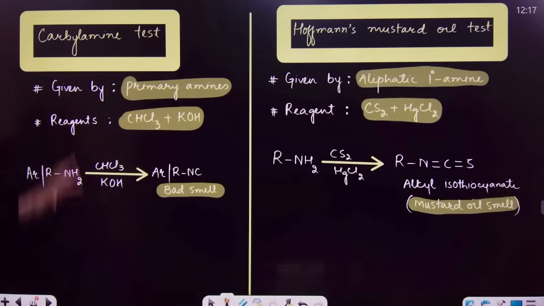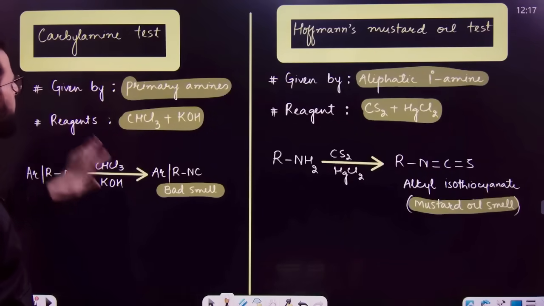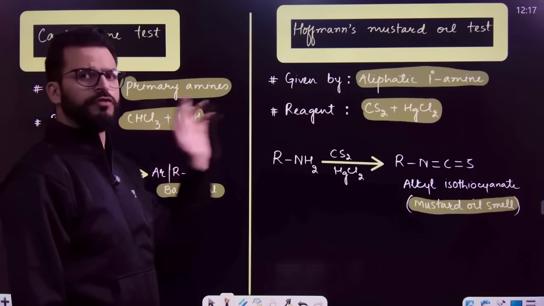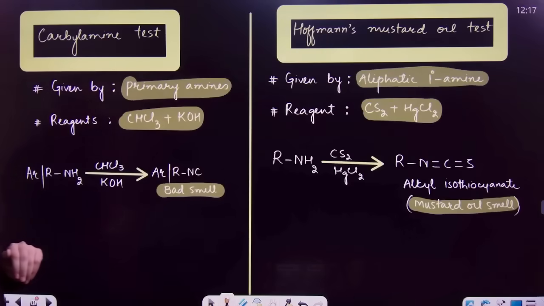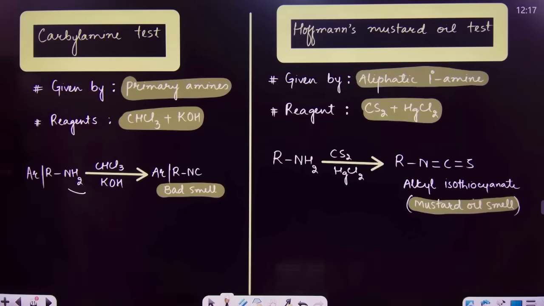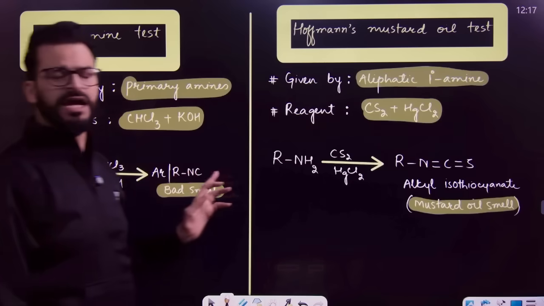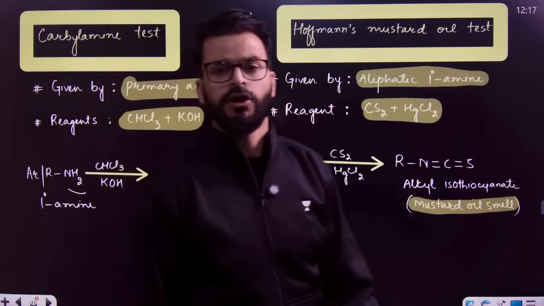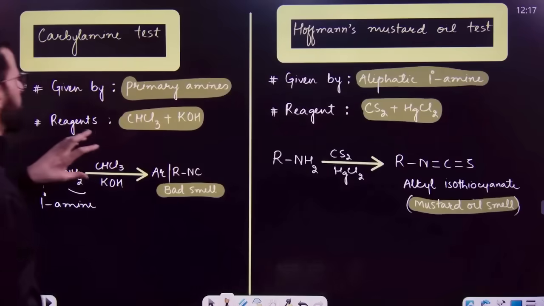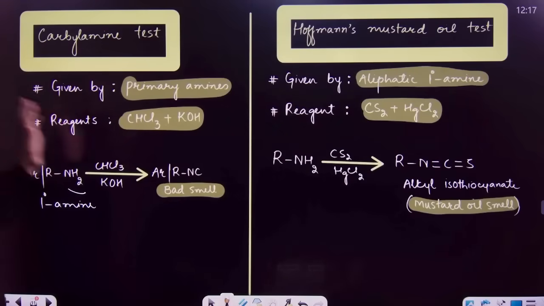After that, here another test is the carbylamine test. It is given by primary amines, and the reagents are chloroform and a base like KOH. And here the electrophile of this reaction is dichlorocarbene. And what will happen? Remember, primary amine, whether aliphatic or aromatic, is converted to isocyanide or carbylamine or isonitrile. This has a very bad smell. That's why with the help of this test, you can distinguish primary amines from the rest of the amines.